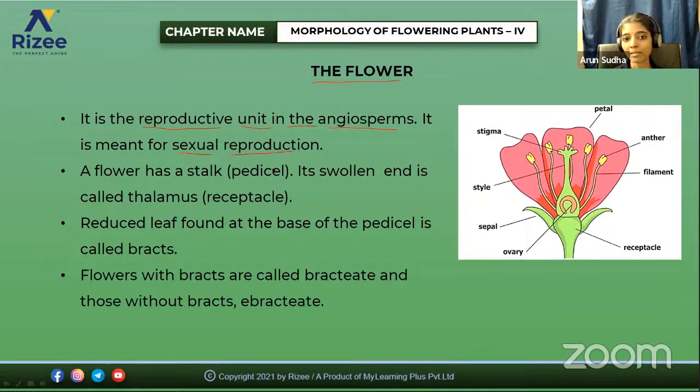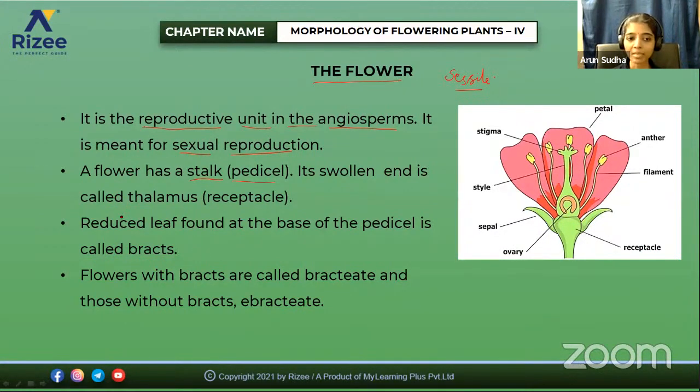So if you take a flower, the flower has a stalk. We know that yesterday itself we saw the pedicel. With pedicel they are called pedicellate flowers, and if there is no pedicel, we saw it as sessile. So all the flowers will have a stalk and that is called the pedicel. So this is the pedicel and the swollen end is called the thalamus. So this part is called the thalamus or receptacle. So if there is no stalk, it is called sessile.